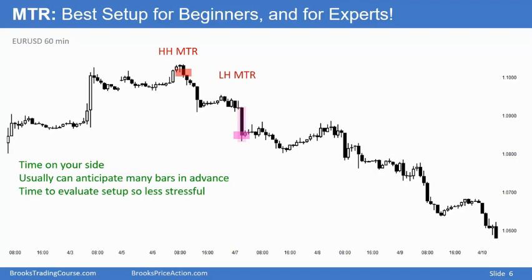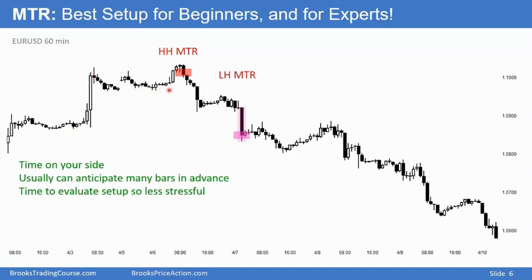A major trend reversal, it's probably the best setup for beginners, and it's also a great setup for experts as well. Time is on your side. You usually can anticipate the reversal before it takes place, and it gives you time to decide whether or not to take the trade.